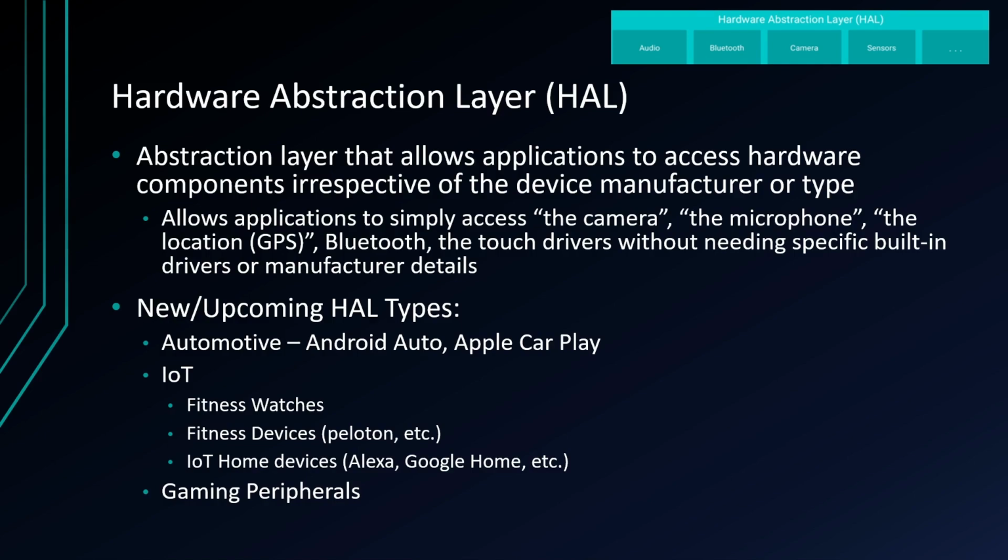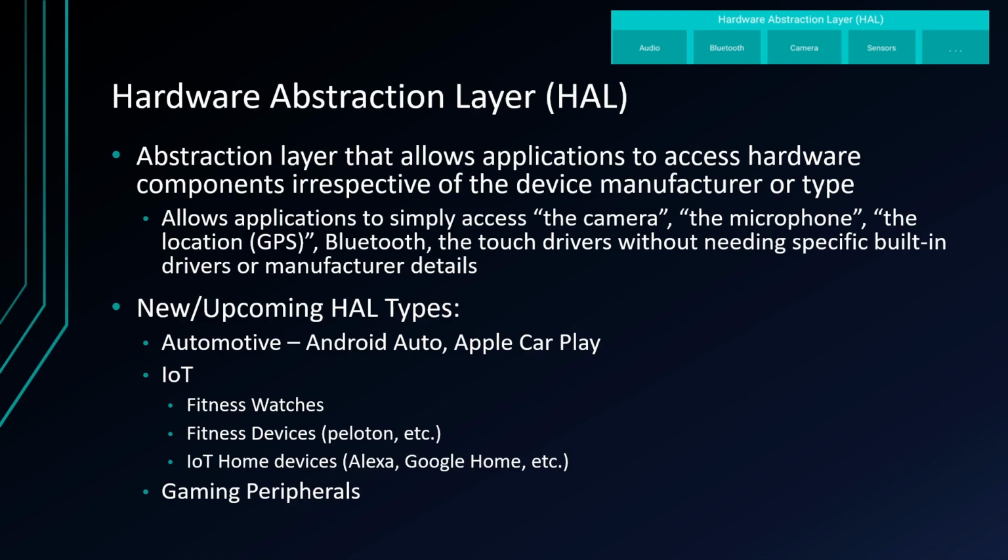Imagine two different Android phones by two different manufacturers in a store side by side. They may have different internal components, like a camera made by one company or a Bluetooth sensor made by another. But the hardware abstraction layer allows applications to access these components generically, like accessing the camera, microphone, location, Bluetooth, or touch drivers without knowing specific manufacturers.